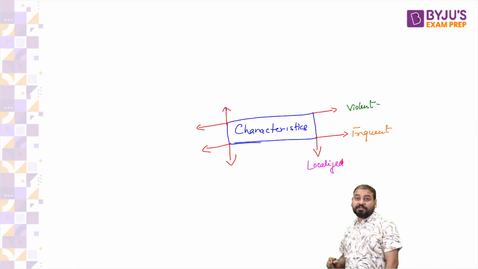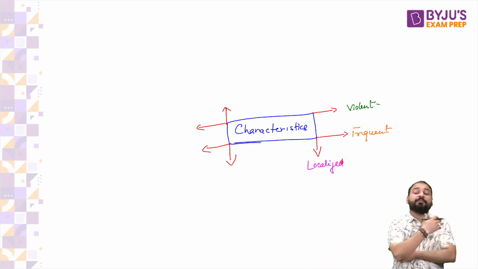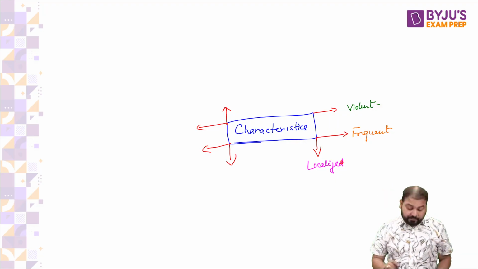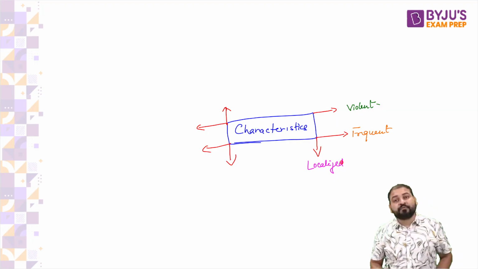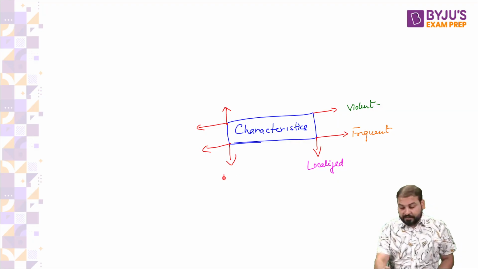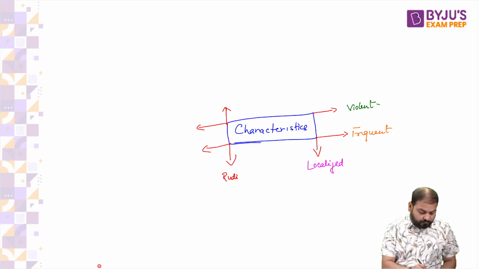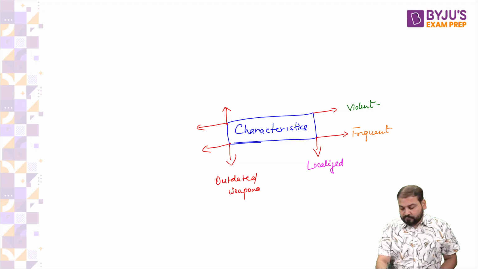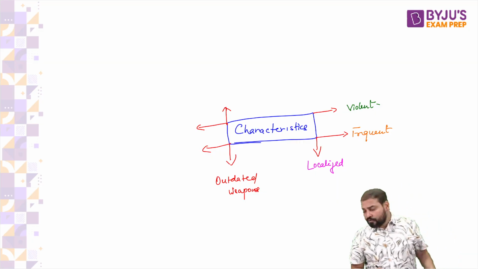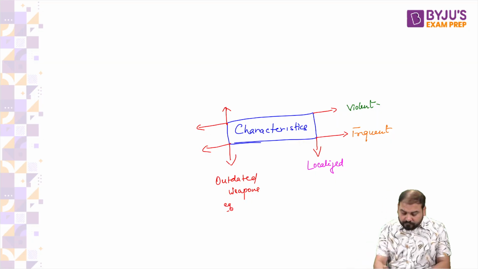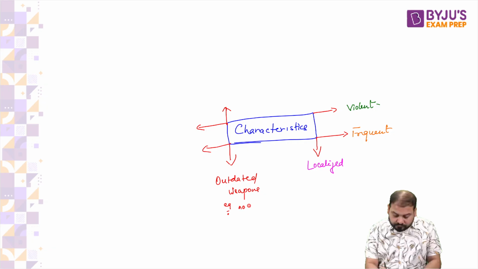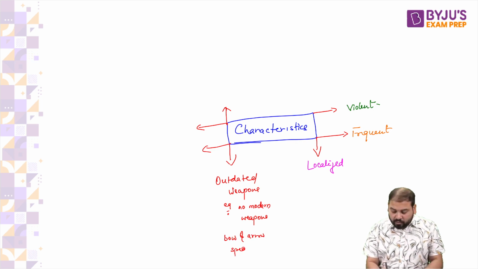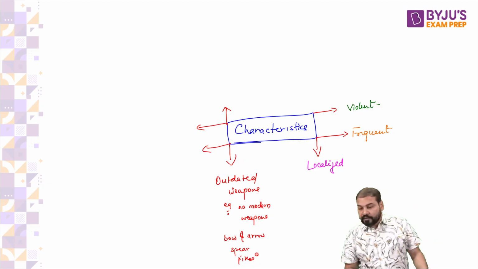They were localized. That is, if it is happening in a district, it might not be happening in the neighborhood, other close by areas. That is another big thing about these revolts. Fourth, they had rudimentary, or rather I would write, they had outdated weapons. All of you, they fought with the British with what? All of you think. They did not have any modern weapons. They would fight with bows, arrows, spears, pikes.